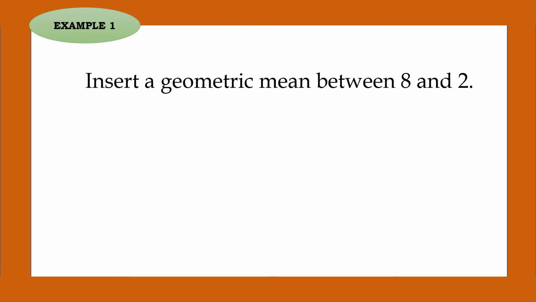Let us deal with the first example. Insert a geometric mean between 8 and 2. When one geometric mean is found between two numbers, it is called the mean proportional of the two numbers. In order to get the mean proportional of the two numbers, we need to use this formula. The second term, or a sub 2, is equal to plus or minus the square root of the product between the first term and the third term.